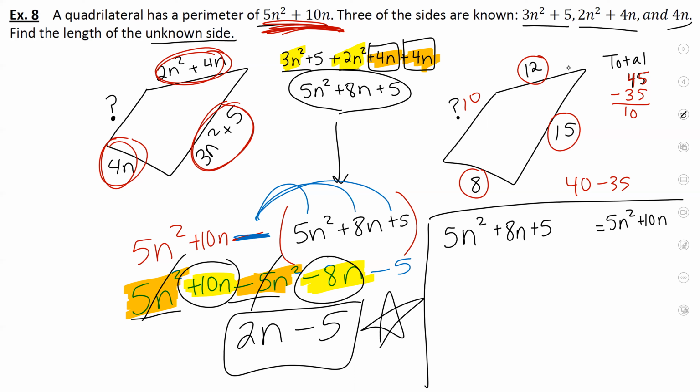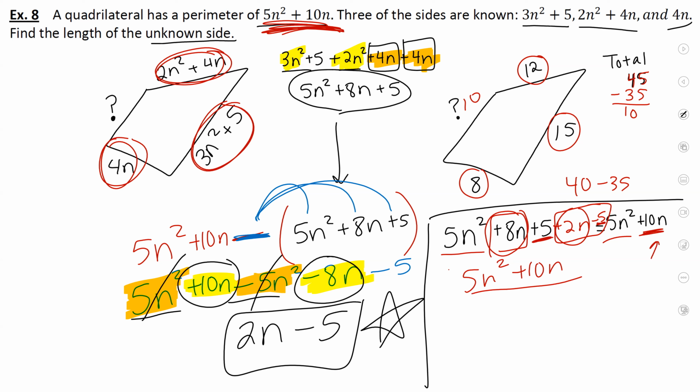Okay, my quick way of doing this already matches. What do I need to add to 8 to get to 10? 2? Okay, so that means I need a 2n. And I have a 5 here, but they don't have a 5 on this side, so subtract 5. So this is what's missing. So notice, 5n squared is by itself. 8n and 2n is 10n. 5 minus 5 is 0, so that's the perimeter. That matches this side. So what was missing was 2n minus 5. You can also think backwards, okay?